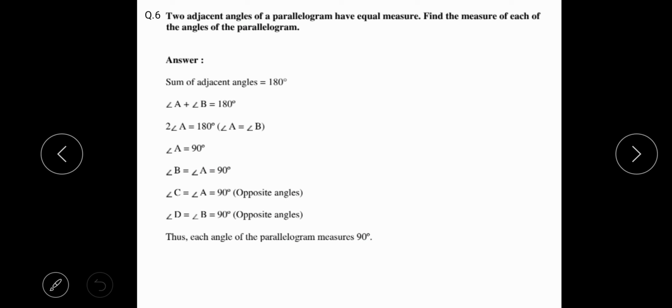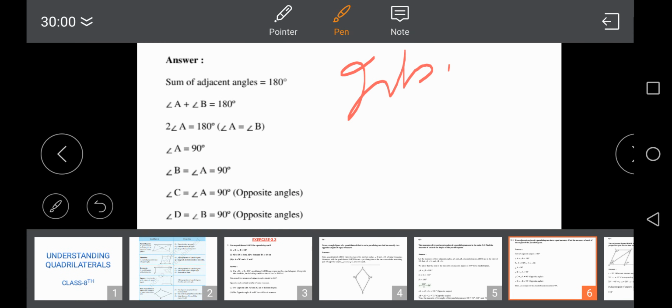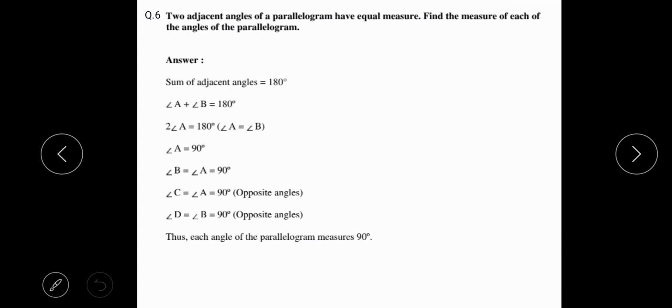Two adjacent angles of a parallelogram have equal measure. Again your important question here. So what we have given here, we have given the two adjacent angles of a parallelogram of equal measure. Find the measure of each of the angles in the parallelogram. So again here we have the same property, that the sum of the measure of the adjacent angles of a parallelogram is equal to 180 degree.